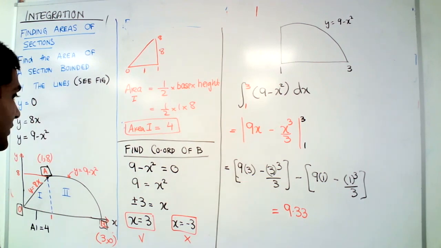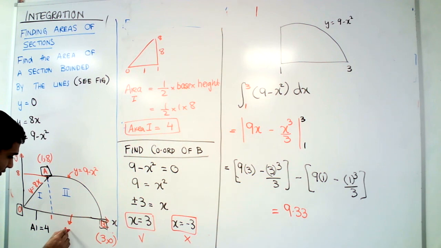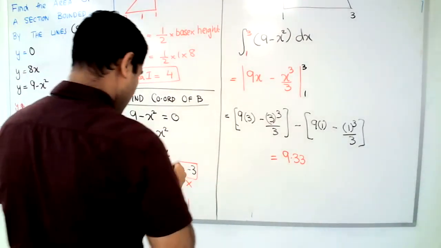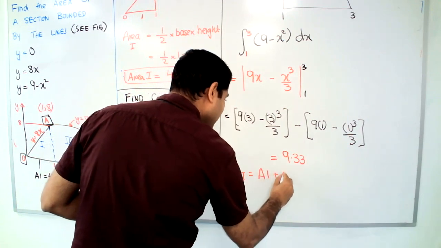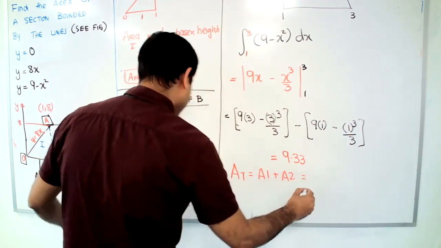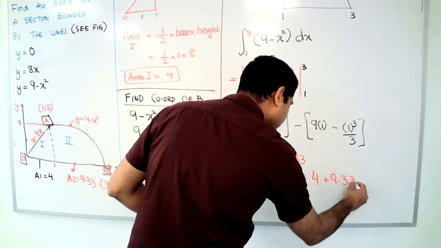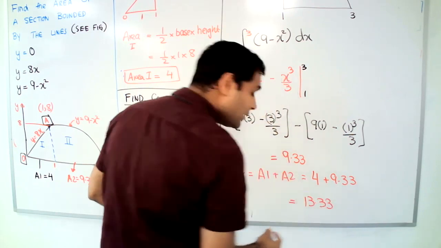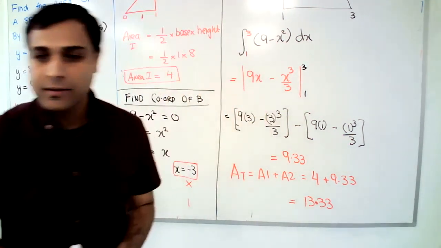Okay. Now the first area was 4. That area here, area 2, is 9.33. So if I want to find the total area, which is going to be A1 plus A2, A1 was a 4 plus 9.33. So this is the total area, 13.33.